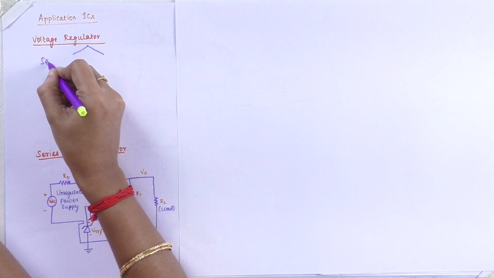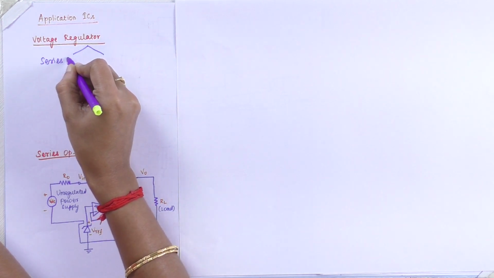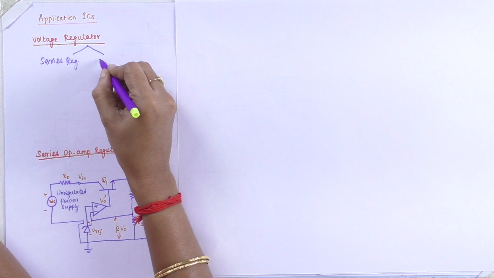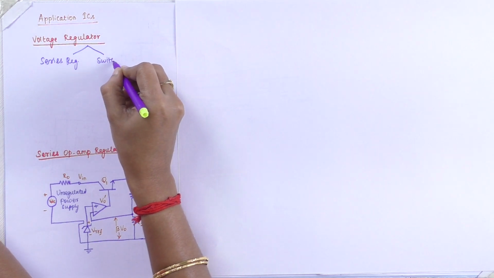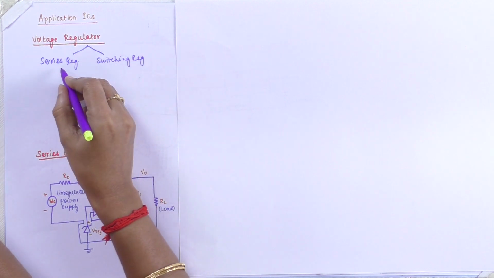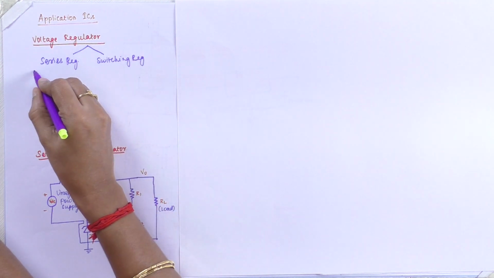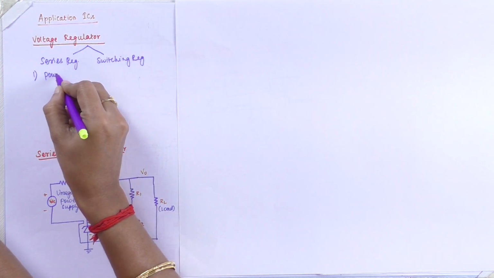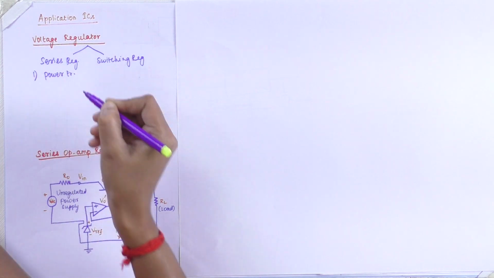One is the series regulator, the other one is the switching regulator. Coming to the series regulator, this series regulator uses a power transistor. I will show it in this diagram.